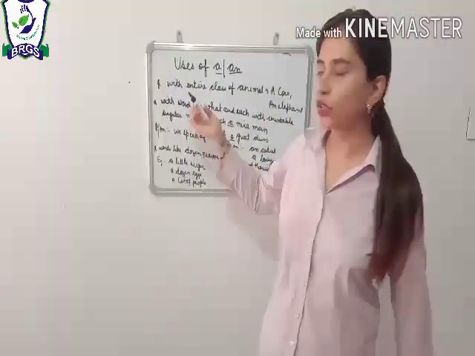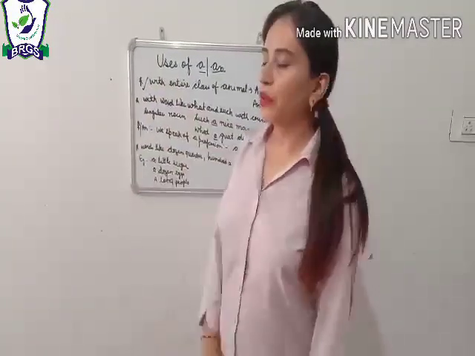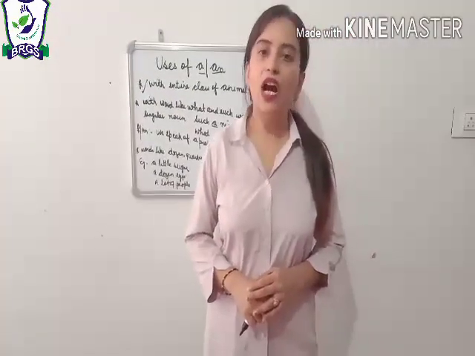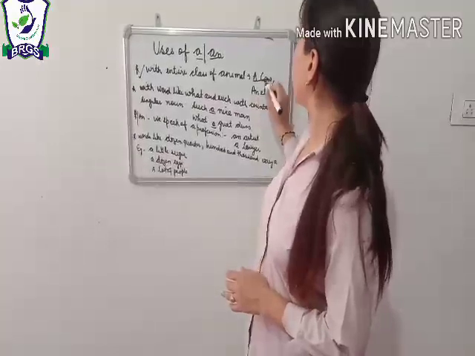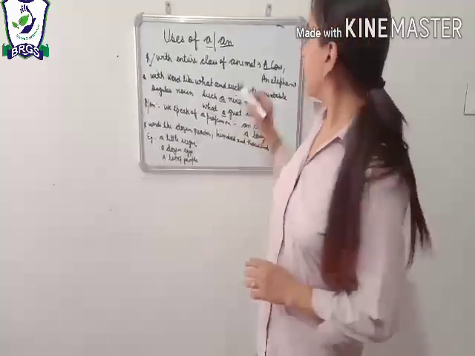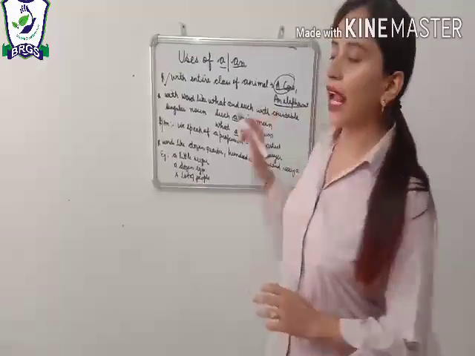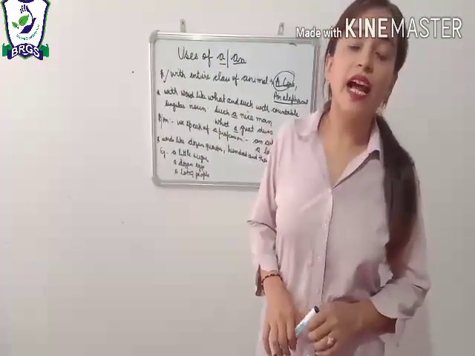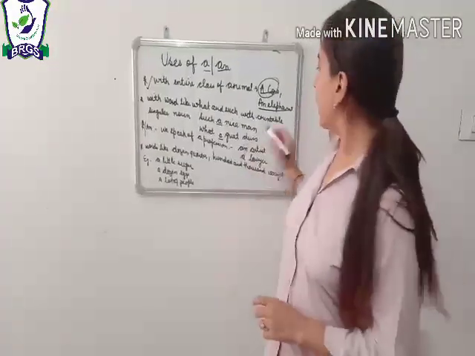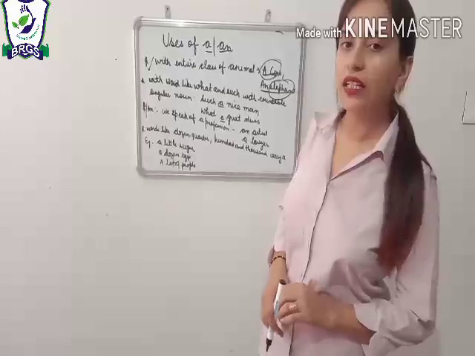Now let us understand the usage of a and an. A and an are used with the entire class of animal. When we are talking about entire class of animal, either we use a or we use an. For example, a cow has horns. Here a cow is referring to the whole class of animals. For example, an elephant is an intelligent animal. Here an elephant is describing the whole class of elephants.